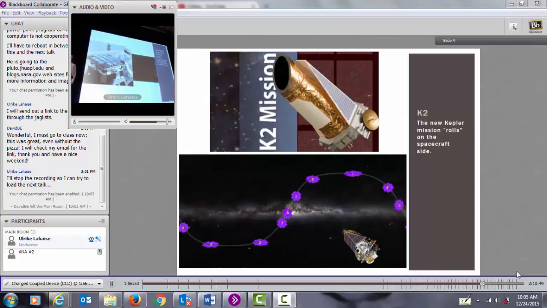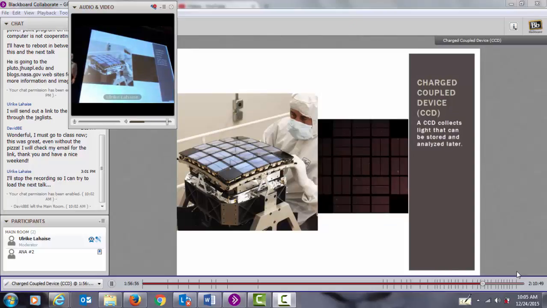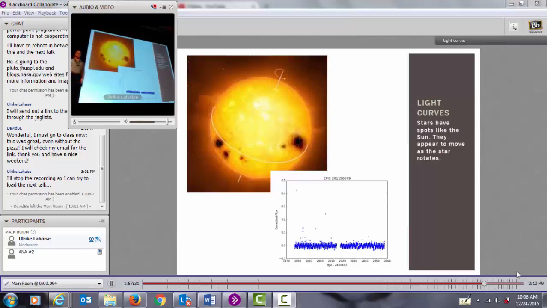So how Kepler works is it's photometry. I guess Rob was mentioning spectroscopy and interferometric data. So the Kepler mission is photometric data, and it does this using something called a charge-coupled device, or CCD. It's basically a really fancy camera. So if you ever see pictures from the Kepler mission and they have this weird pattern to it, that's what the camera looks like. And so the CCD collects light that can be stored later for people like me to pore over. So what we're doing is we're making light curves. And so this is what Rob has been talking about.